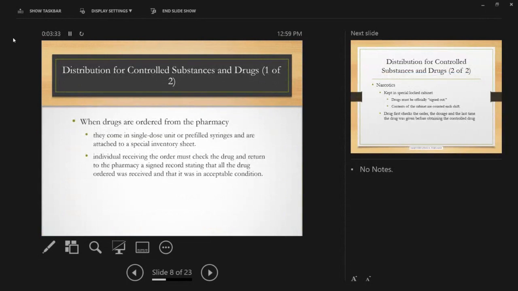When controlled substances, particularly opioids or narcotics, are ordered from the pharmacy, they come in single-dose units or pre-filled syringes that are attached to a special inventory sheet. The use of opioids and narcotics is carefully monitored on the hospital unit. Controlled substances are stored in a special locked cabinet.